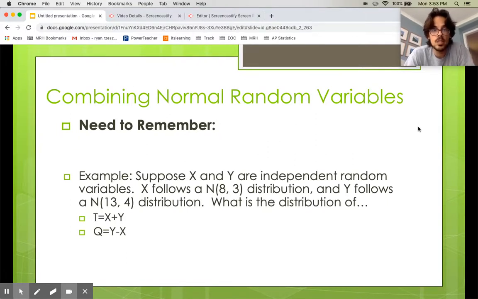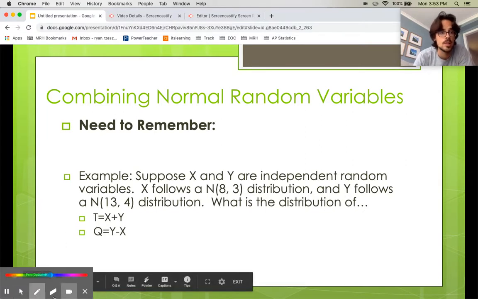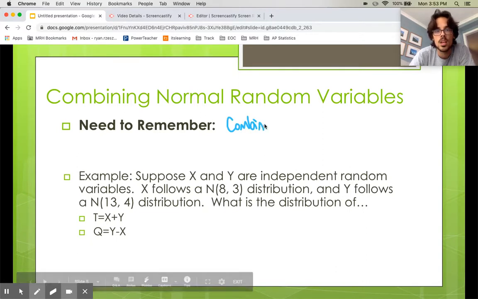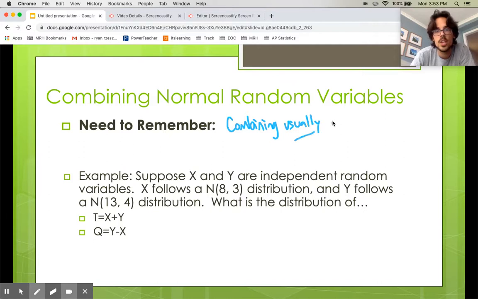As we are jumping into this example problem, I got done earlier in the lesson saying that shape changes when you combine random variables. The exception to that, and it's a really useful exception, is with normal random variables. I'm not going to attempt to justify this to you guys in a proof or anything. I'm just going to tell it to you as a fact. Combining usually changes shape.